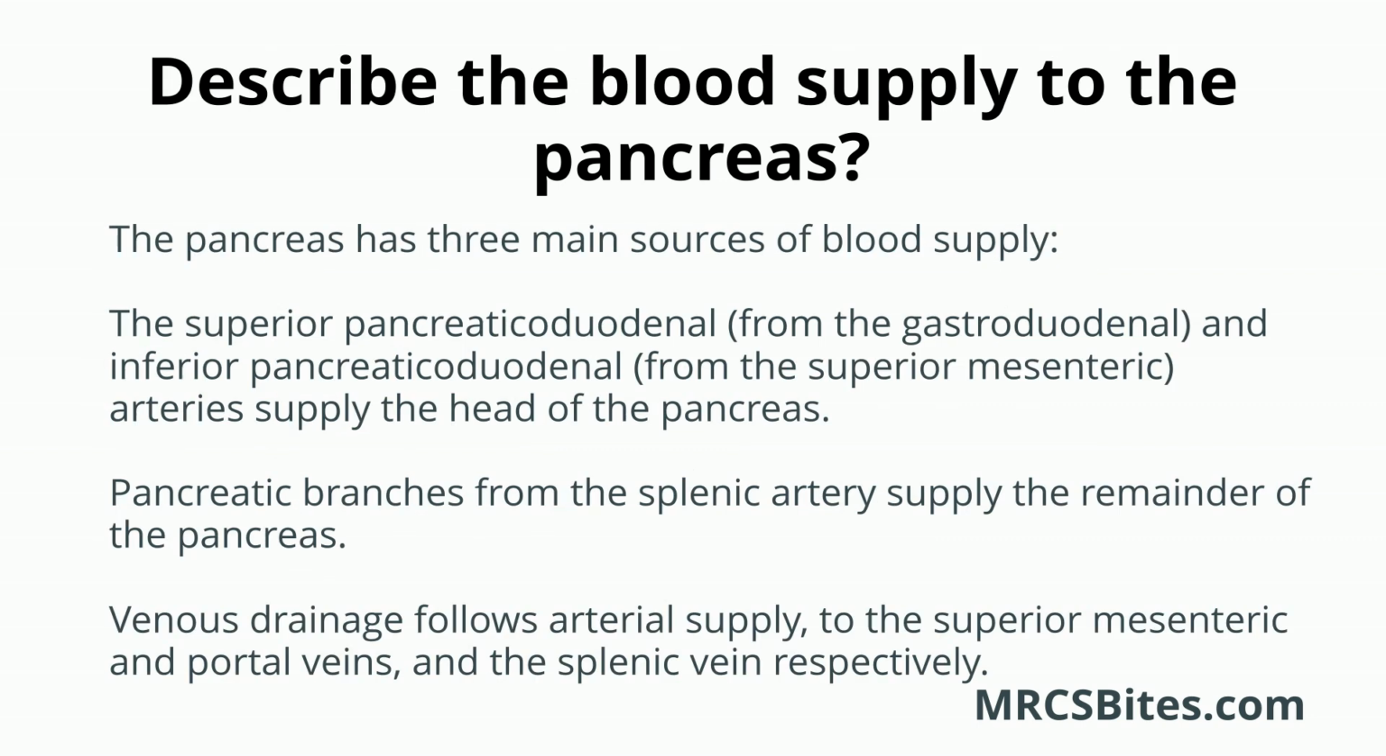Describe the blood supply to the pancreas. The pancreas has 3 main sources of blood supply: the superior pancreatico-duodenal from the gastroduodenal, and inferior pancreatico-duodenal from the superior mesenteric. Arteries supply the head of the pancreas.